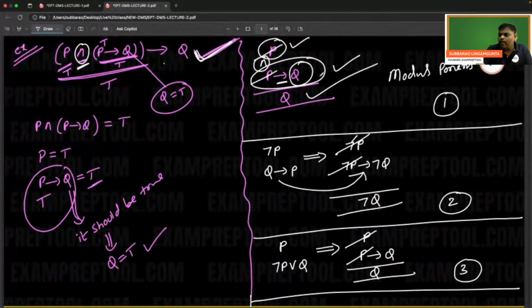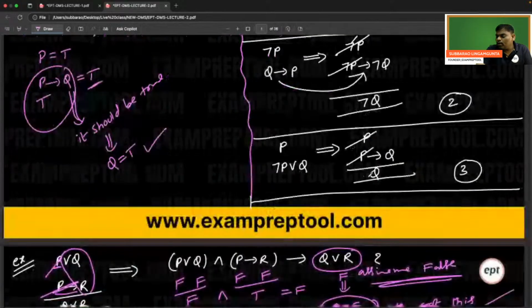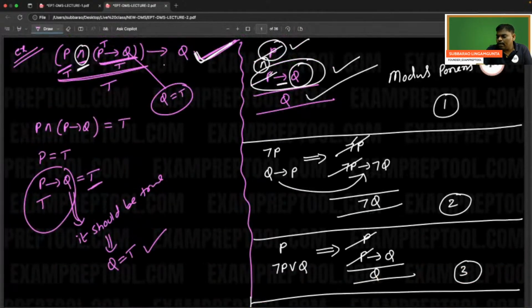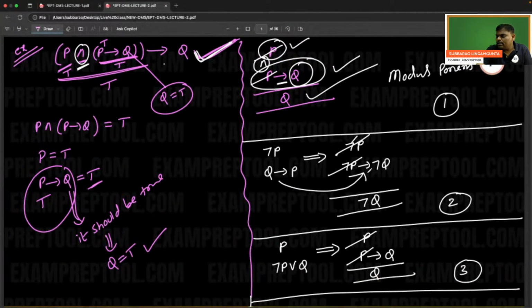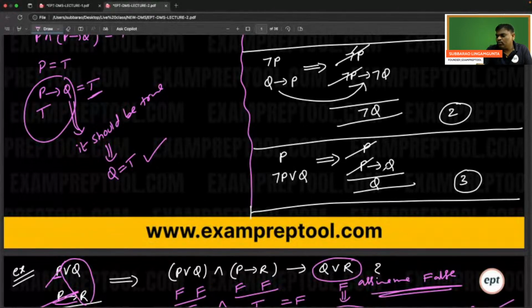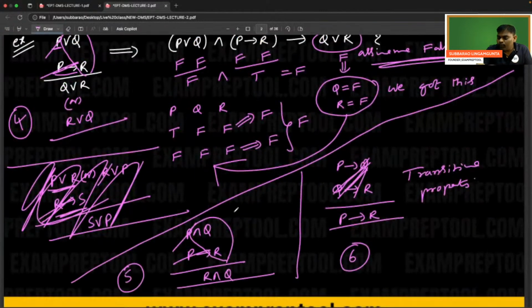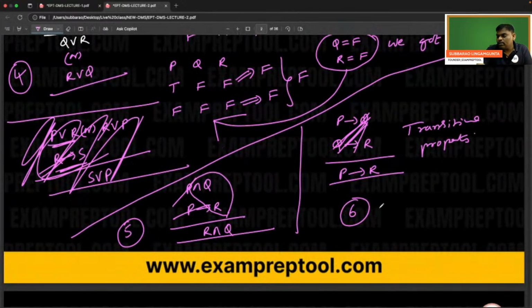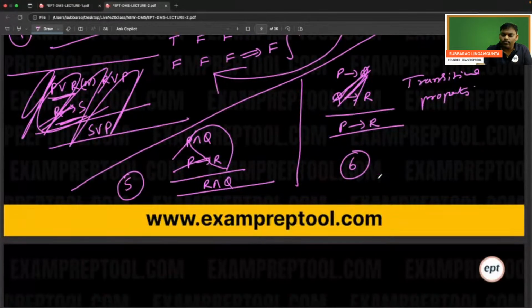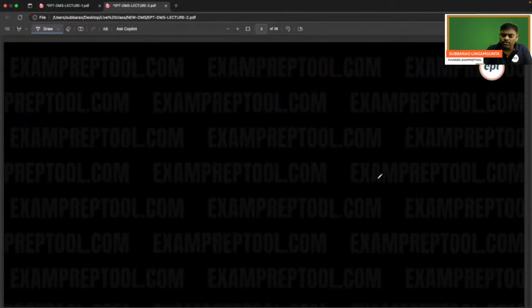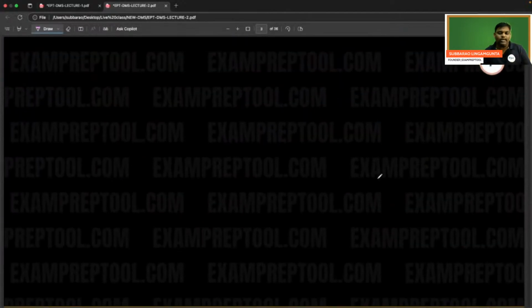Here 1, 2, 3 is only arrow. Only implication. But in the fourth one, implication R operator. In the fifth one, implication end operation. In the sixth one, two implications. So careful. Two implications. So careful. Right? Now move to the next one.